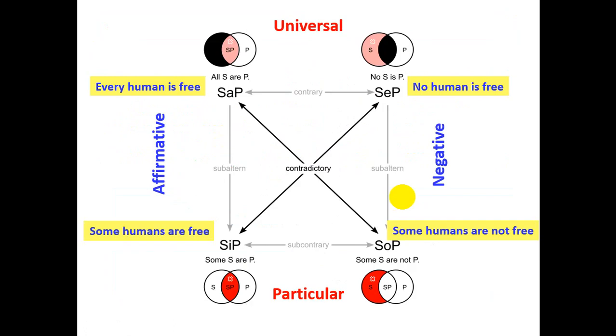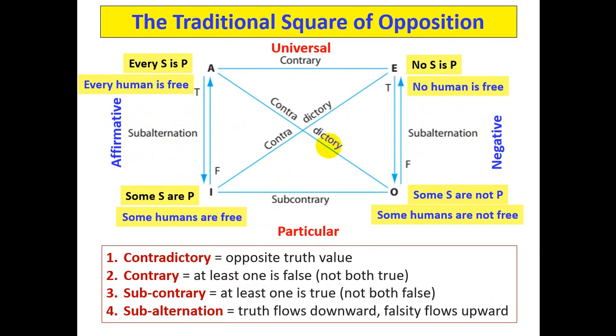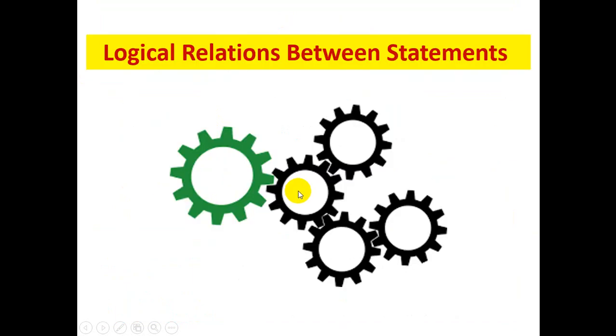Let's go back to this diagram. Again, A and E are contrary to each other. I and O are subcontrary to each other. A and O are contradictory to each other. E and I are contradictory to each other. Then we have subalternation and superalternation between E and O and between A and I. This is the summary and it is very simple, inshallah.